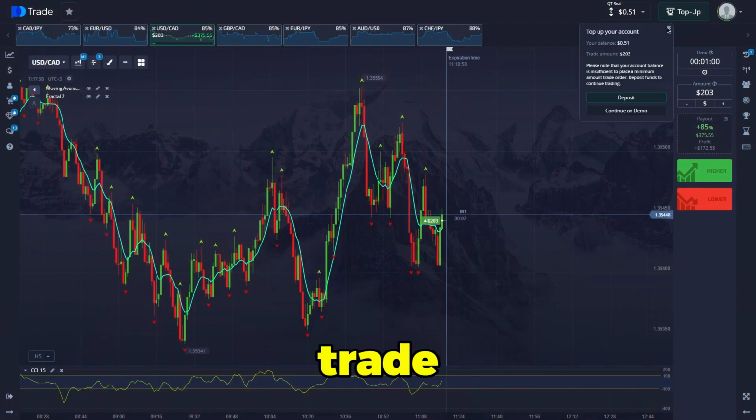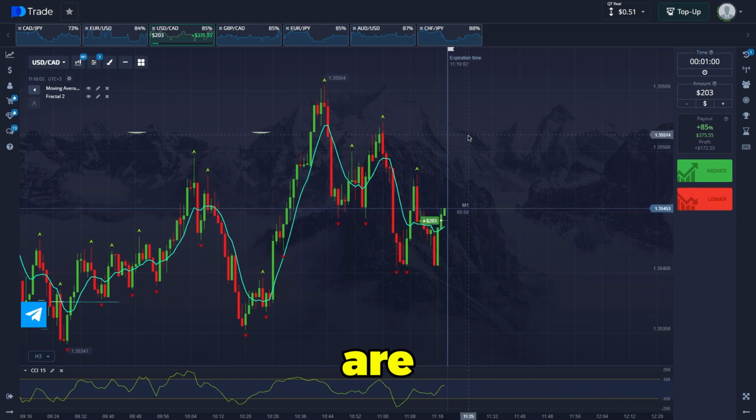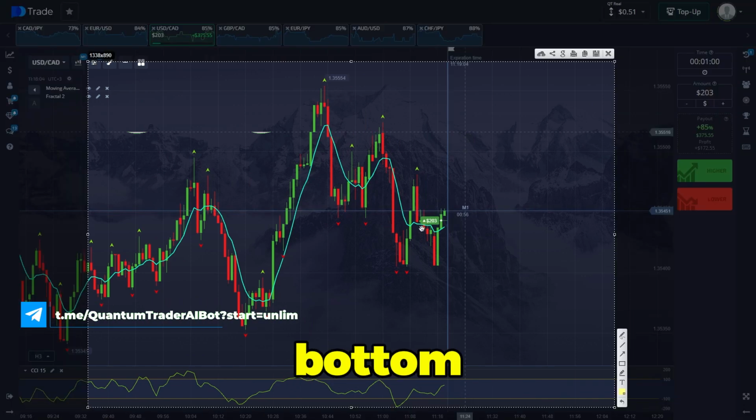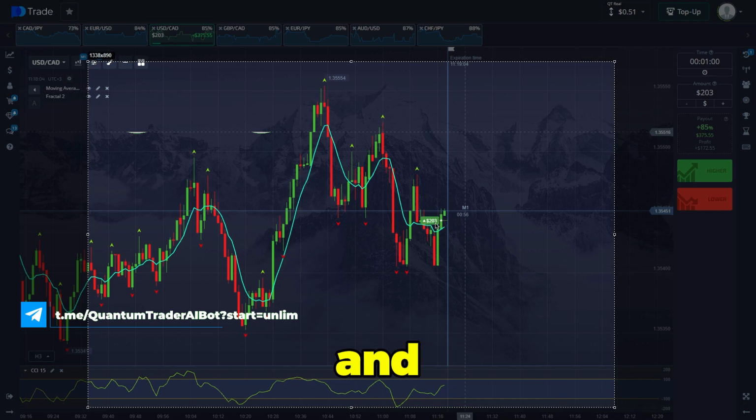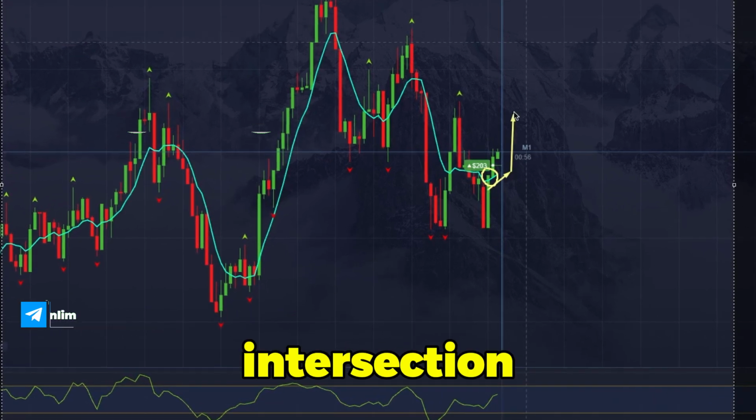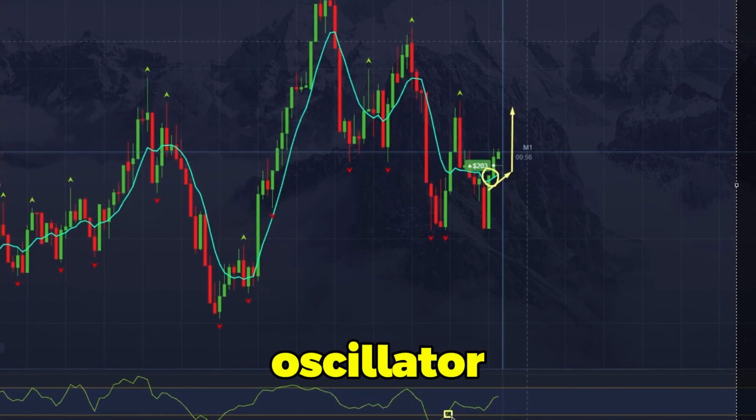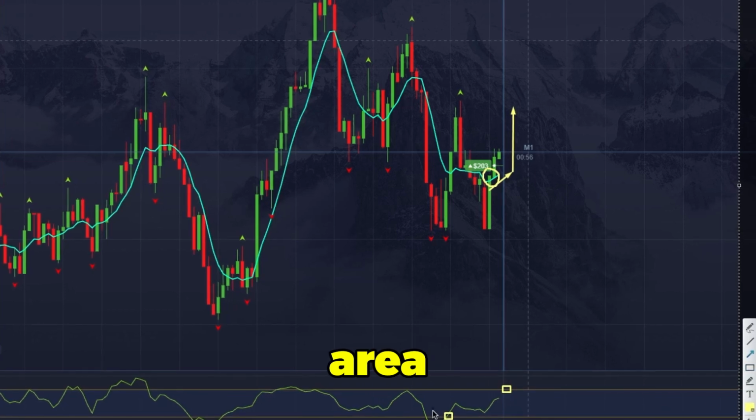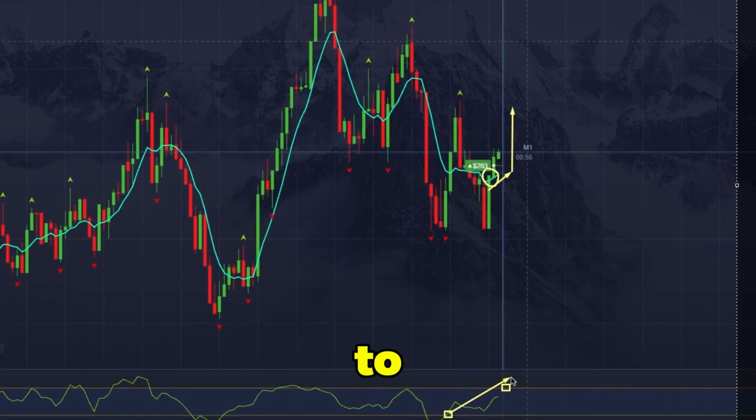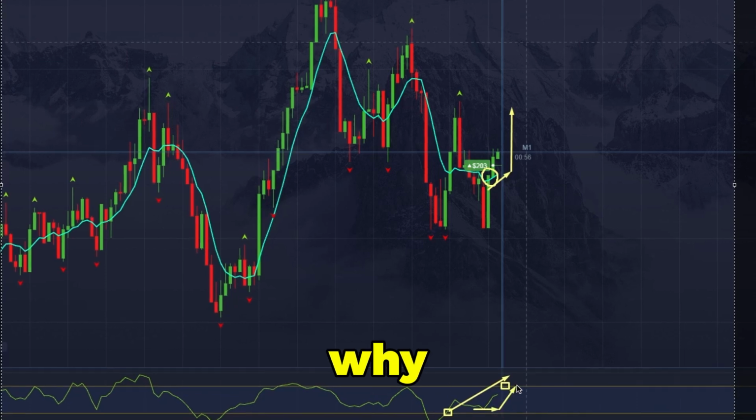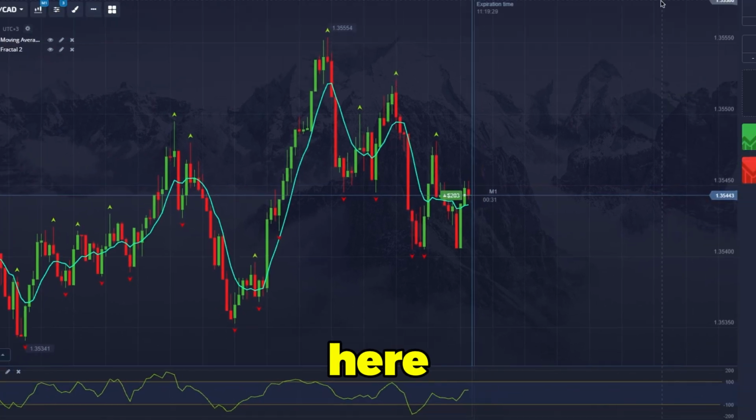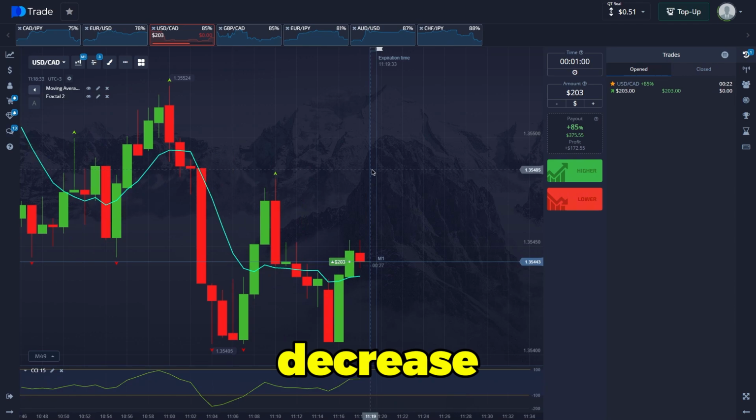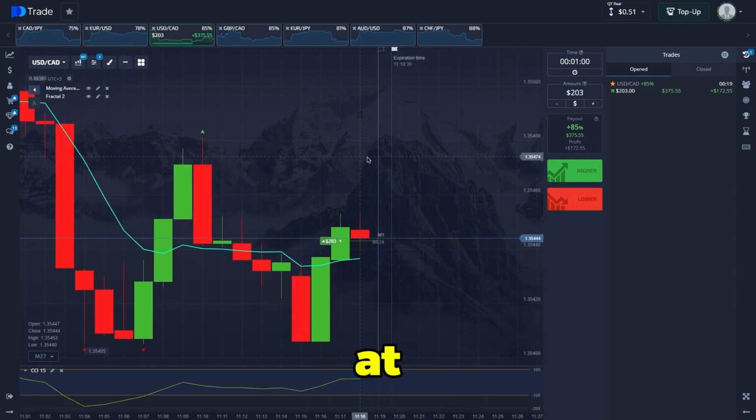Here we open an upward trade, a relatively good entry point. We are guided by two signals here. This is the bottom up intersection of our moving average, and I want to see the intersection of the overbought area on our oscillator. Since the oversold area has crossed, the moving average should tend to go into the overbought area, which is why it is better to open a deal here to increase rather than decrease. Let's look at its result.